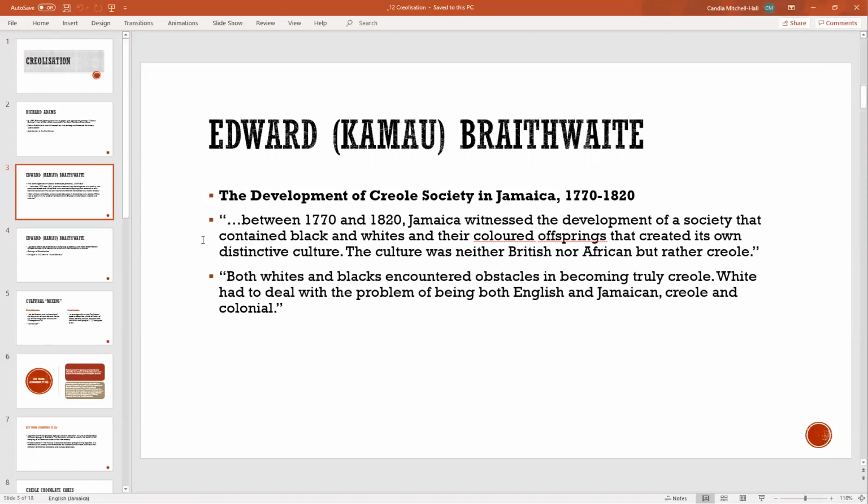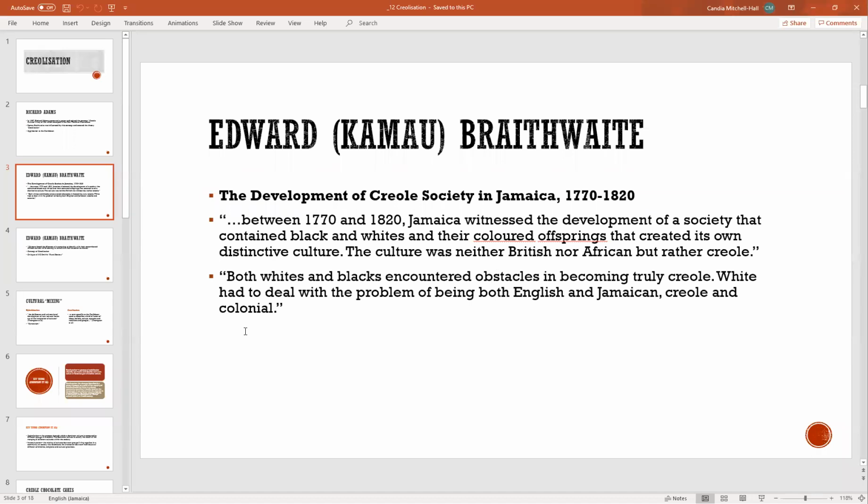And he mentioned that between 1770 and 1820, Jamaica witnessed the development of a society that contained Black and white people and their colored offspring that created its own distinctive culture. The culture was neither British nor African, but rather Creole. So according to him, on the slave plantation in Jamaica, where you had the Africans and the Europeans, they lived together with their colored offspring, the mix between black and white. And that created a new culture.